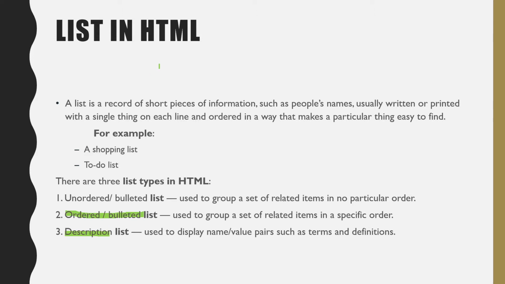So let me explain what a list is. A list is a record of something in very small pieces, like you are recording some information in a very short manner, like the name of a person or someone's hobby. Here are some examples, like a shopping list and a to-do list. So today we are going to learn about lists.